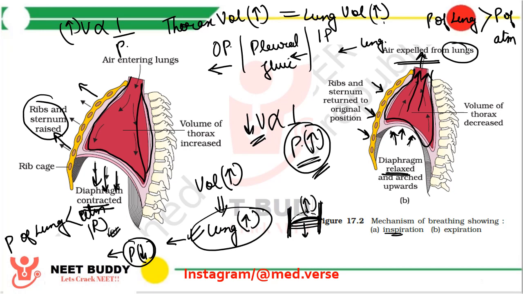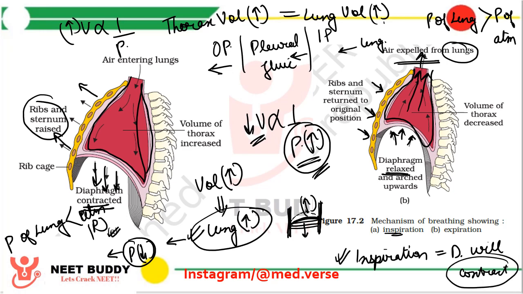This question has been asked: which of the following is correct about inspiration? Diaphragm contracts or diaphragm relaxes, and there were many other options as well. So remember, I am writing it down for you: in inspiration, the diaphragm will contract and move down. So that is the entire inspiration and expiration process. Very simple to understand. Just remember our basic chemistry law that volume is inversely related to pressure, and then you can derive everything out of this law.